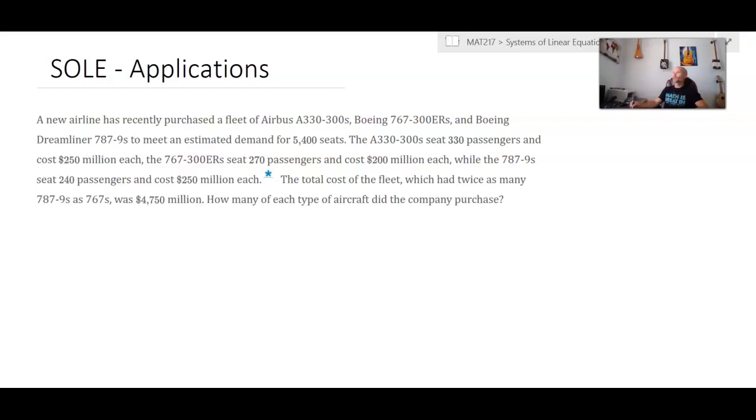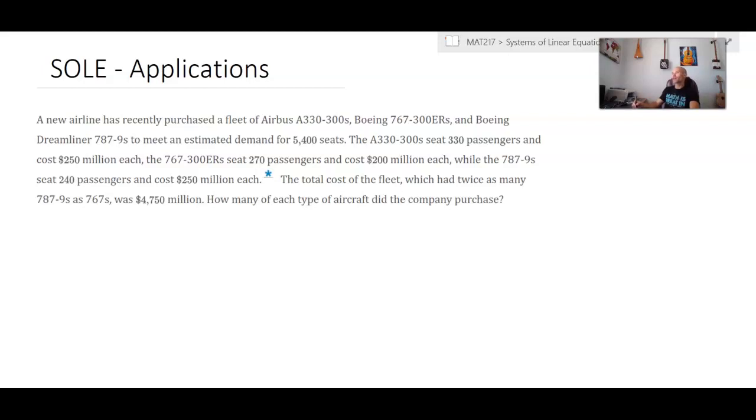The A330, those guys seat 330 passengers and cost $250 million each. The 767 seats 270 passengers and costs $200 million each, while the 787s seat 240 passengers and cost $250 million each. The total cost of the fleet, which had twice as many 787s as 767s, was $4,750 million. Okay, so that's $4.75 billion.